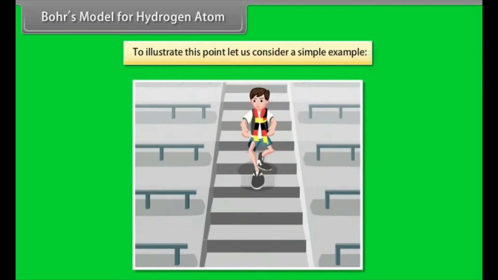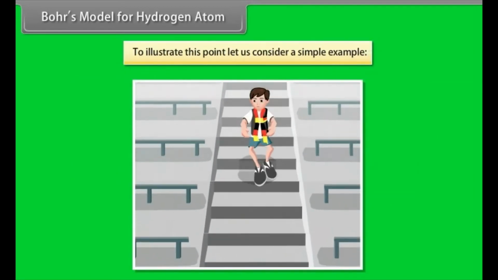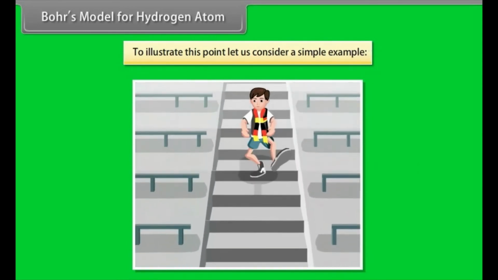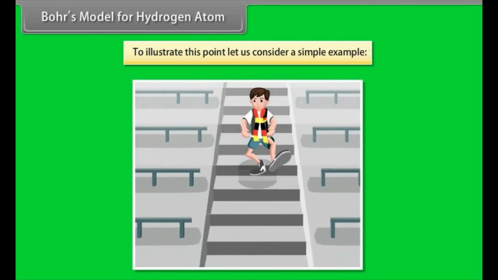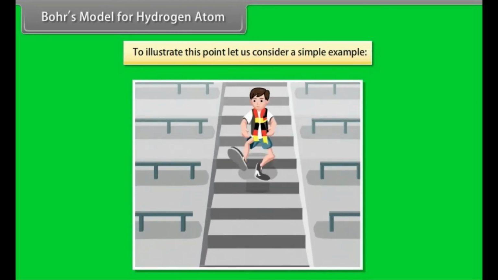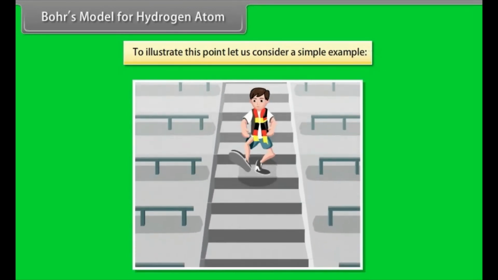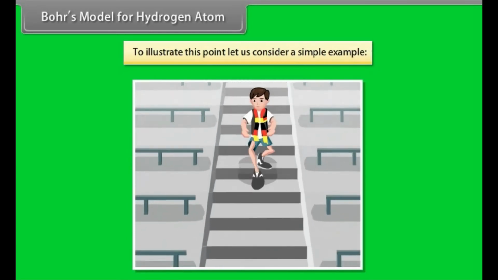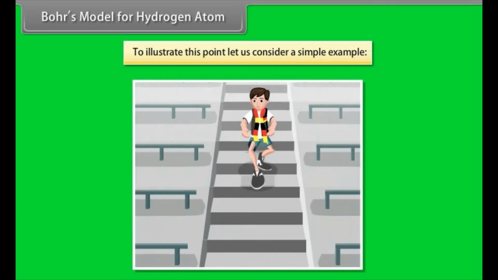To illustrate this point, let us consider a simple example. Suppose a person moves down a staircase, then energy of the person changes discontinuously and he can have only certain definite values of energy corresponding to the energies of various steps. Energy of the person in this case is quantized.